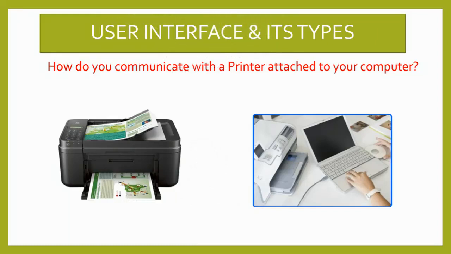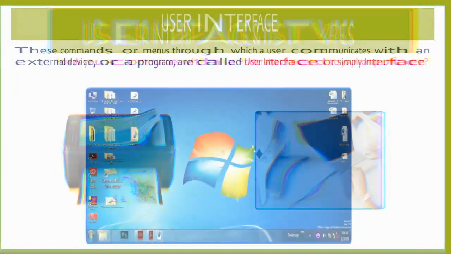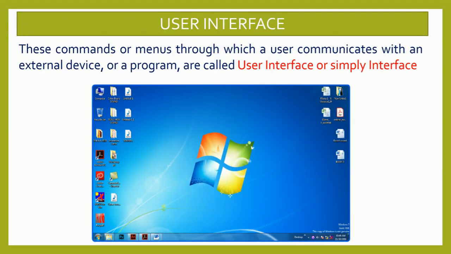Now, let's understand about user interface and its types. Children, you have learned that a printer is used to print information on a paper. How do you communicate with the printer attached to your computer? How do you instruct it to print a document? You either type some commands or press a set of keys or click a few buttons. These commands or menus through which a user communicates with an external device or a program are called user interface or simply interface.